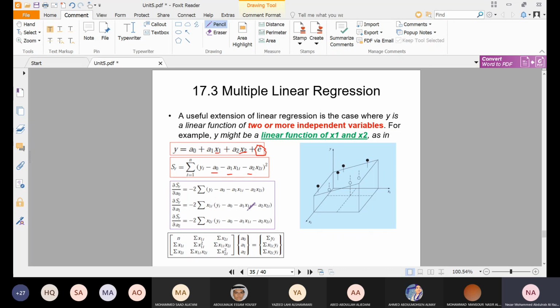Because here we build three equations with respect to three parameters, or three coefficients. As a result, I will get a 3 by 3 matrix. So the normal equation here, we can solve in this matrix using any method of elimination, to find the solution of this equation.